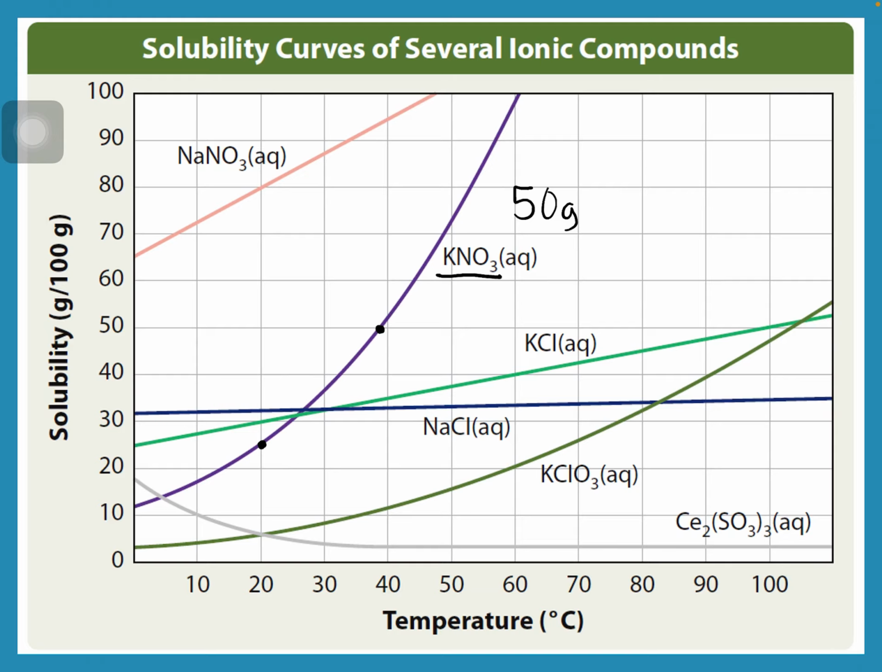And then I can also compare different substances. I could ask at 50 degrees Celsius, which substance has the lowest solubility, or the least solubility. Here, the lowest one would be cesium sulfite. I could ask at 40 degrees Celsius, which one has the highest solubility. There I'm going to look for which one crosses the 40 degrees at the highest point. And that would be sodium nitrate with about maybe 94 and a half grams of sodium nitrate per 100 grams of water that can dissolve.